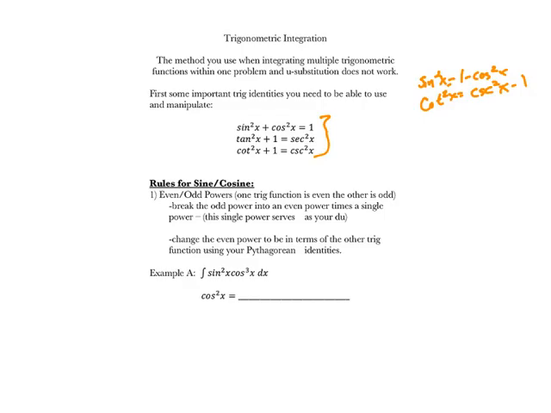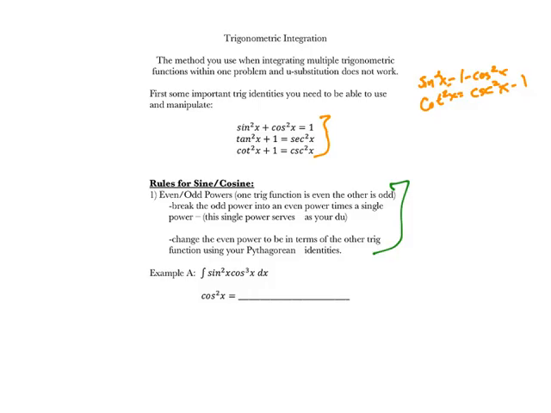And in this case, you break the odd power into an even power times a single power, and this single power serves as your du. And then you change the even power to be in terms of the other trig function using your Pythagorean identities. So that's what the directions say. Lots of words, so here's what I'm talking about.